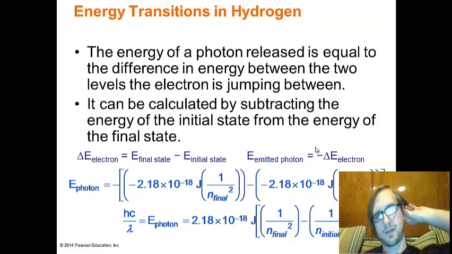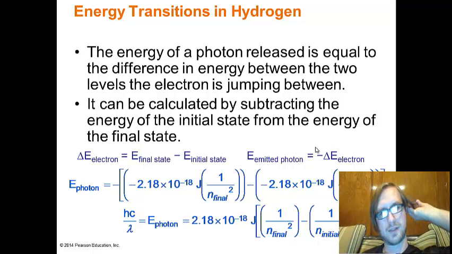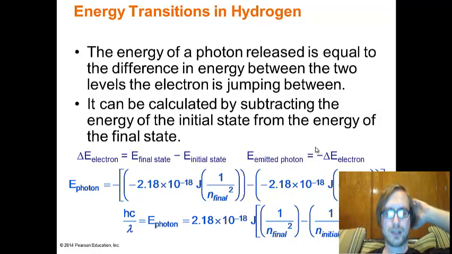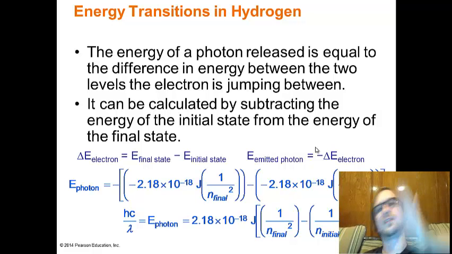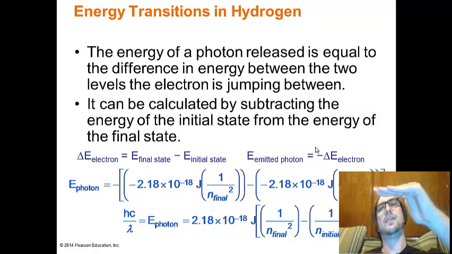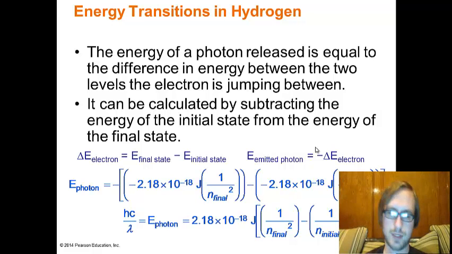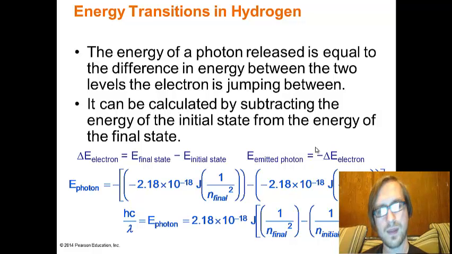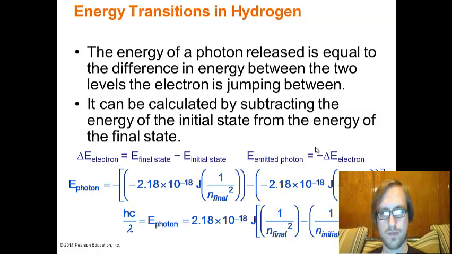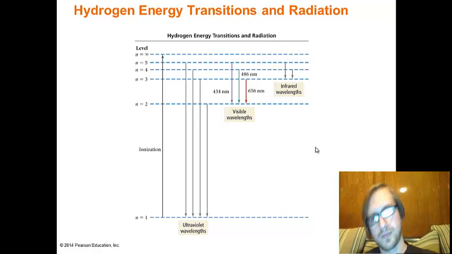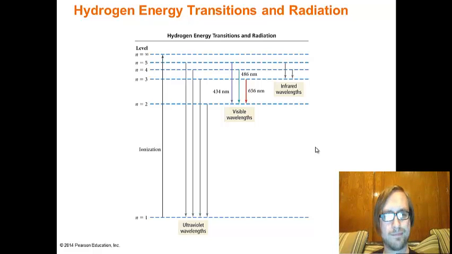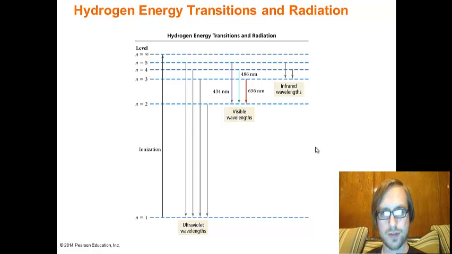So the energy of a photon released is equal to the difference in energy between the two levels the electron is jumping between. So if you're going from energy level 3 to energy level 2, you know how much energy is at 3 and how much energy at 2. That difference is how much energy is in the photons being emitted. So just subtraction, fifth grade math. Yeah, that should be pretty straightforward.